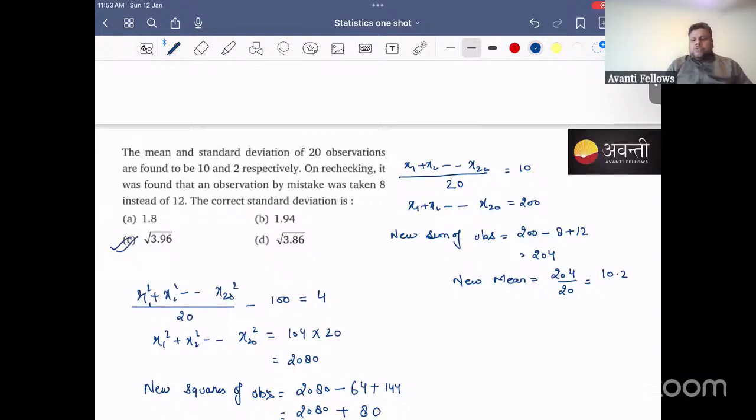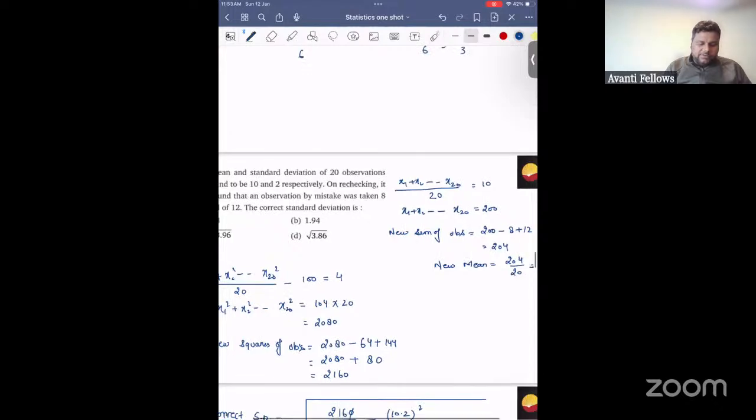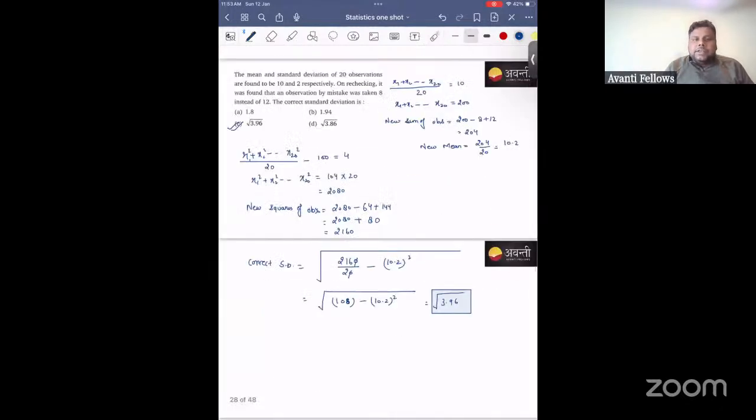Have a look. Very good question. This is the most repeated variety of problem, where one or two observations are taken wrong instead of the correct observation, and now you have to find the correct mean, correct deviation, correct standard deviation. That's it. So this is the most repeated variety, and this is the only way to do it and correct it. Have a look.